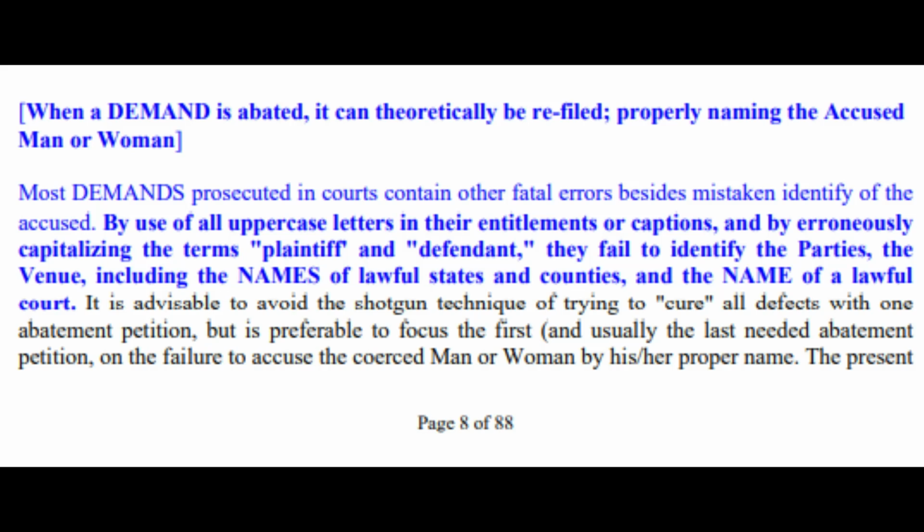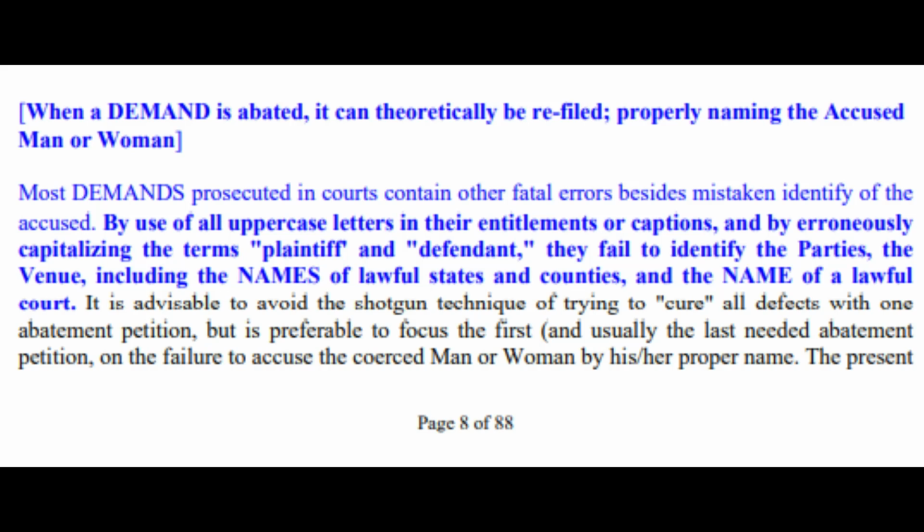So the last needed abatement petition on the failure of the accused coercive man by his or her proper name. The present, oh, hang on. Alright, here we go. So here we have, de facto courts have no lawful power to name natural born people or otherwise exercise jurisdiction over them, except with their tacit, ignorant consent. And so ignorant just means if you don't know, and you don't know what you don't know. Now you know that they can't be playing stupid games with live living people. They're corporations and can only deal with corporations.